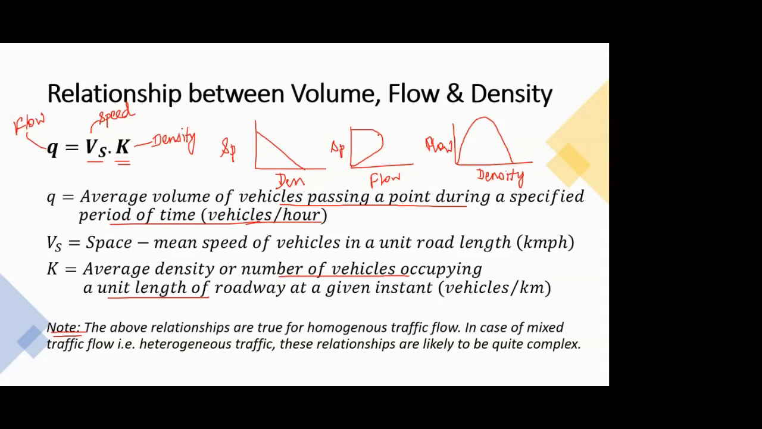So these relationships are true only for homogeneous traffic flow. Now, what is homogeneous? You know this term. Homogeneous is nothing but one kind of thing. So homogeneous, we say that, suppose, okay, not giving the example, but homogeneous is nothing but a single type of thing, or there is no variety in your system. Okay?